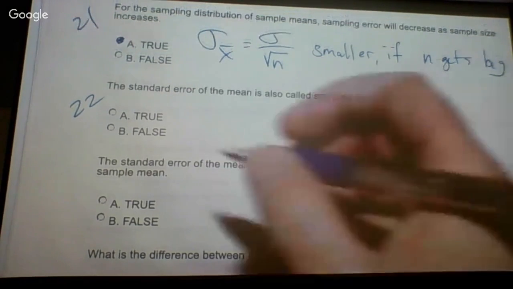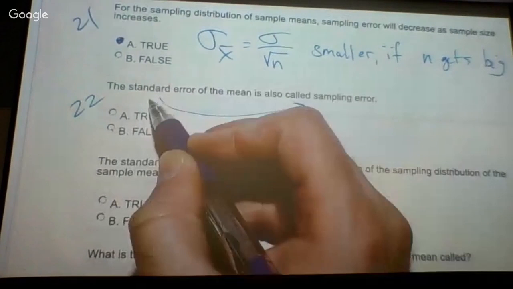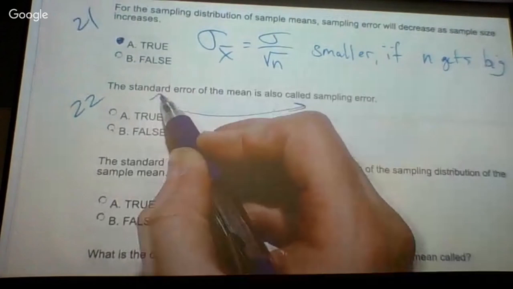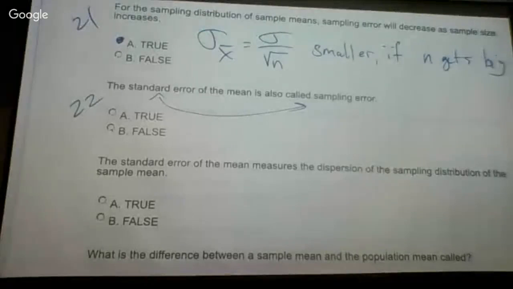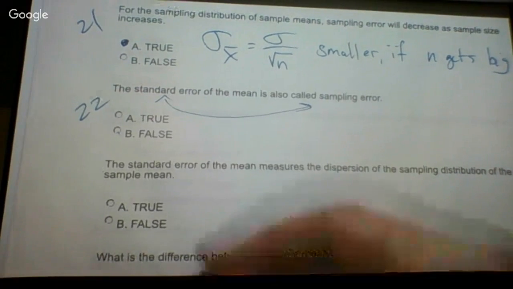Those two things are different. You guys got that, right? Standard error and sampling error, totally different things. Right? All right, better be. If they were the same thing, then z-scores would all be 1. That's the next level joke. 22B.